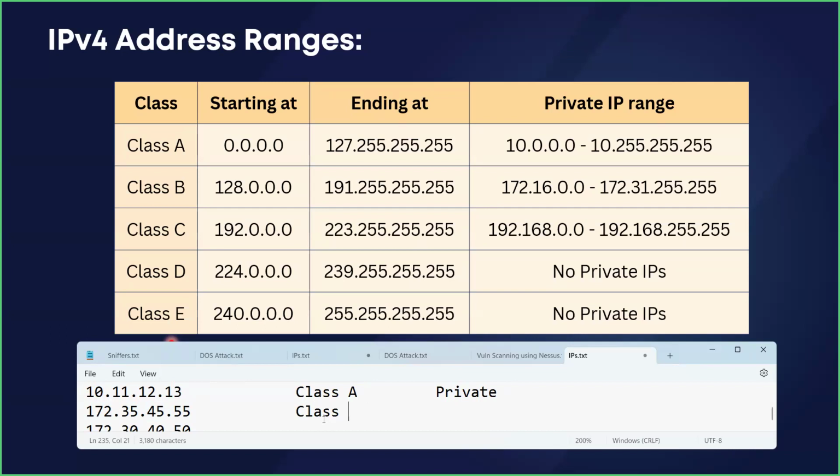Class B. Class B, perfect answer. Public or private, guys? Private, sir. Are you sure, Muktesh? Is it private? First octet is 172. That seems to match. But the second octet is 35, which is not between 16 and 31. So therefore, this is a public IP.